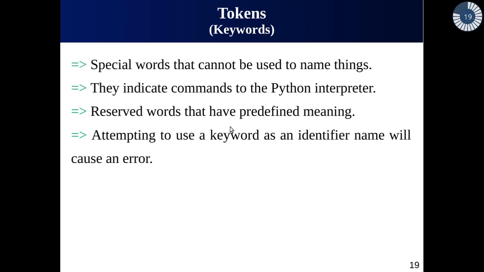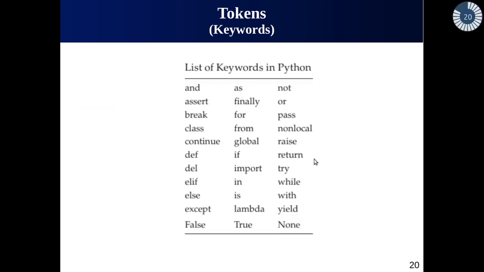The first token is called the keyword, which is a special type of token. Keywords are special words in Python that cannot be used by you or by someone else to name anything. They indicate commands to the Python interpreter. They are known to the Python interpreter. They have specific duties assigned to them. So you cannot use these words as names in your program. Python has already taken them for other uses. Here we have a list of the keywords. So you cannot use any of these keywords for your variable name or your function name, etc. This is the list of keywords used in the Python language.